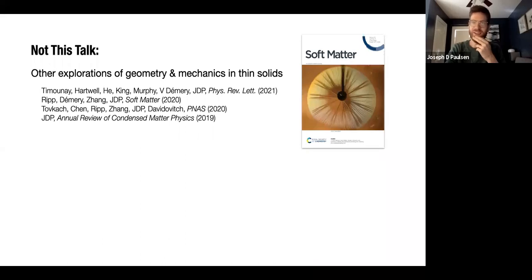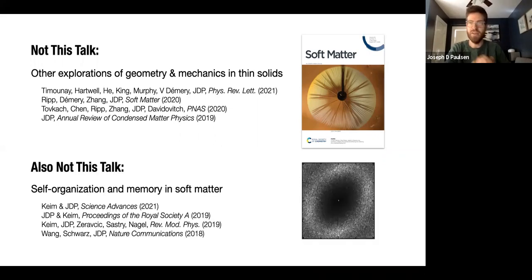Just as long as you're here, I'll advertise that my work is in two branches in my lab. This is a snapshot of some of the other investigations that my group has done on the interplay between geometry and mechanics in thin solids. And we also look at memory behavior in amorphous materials, focusing mainly on suspensions, but also looking at connections across different material systems for how disordered materials can learn and remember and forget things. Okay, so that's not what this talk is about, but that's a preview of what my lab is about.